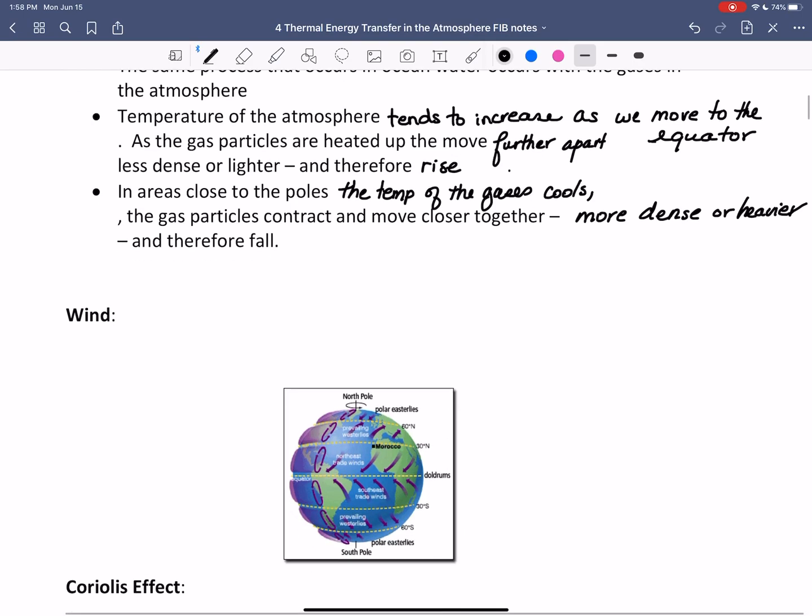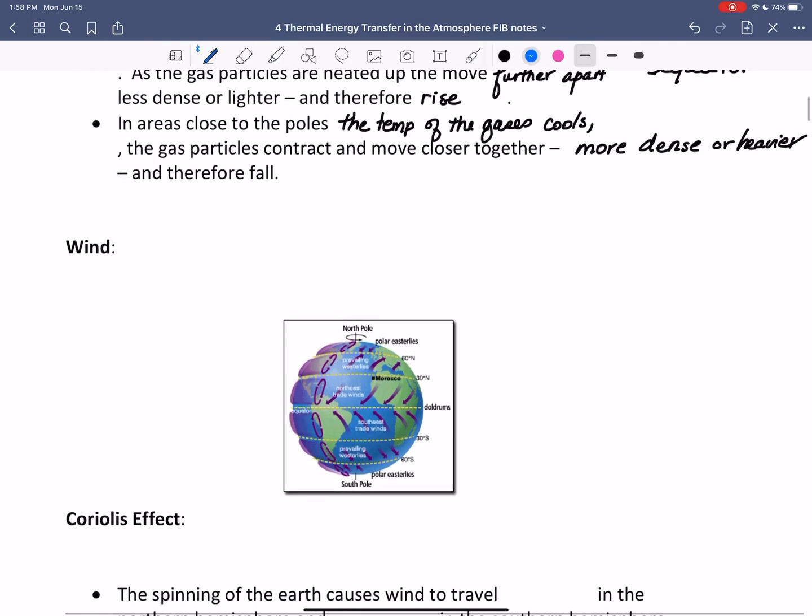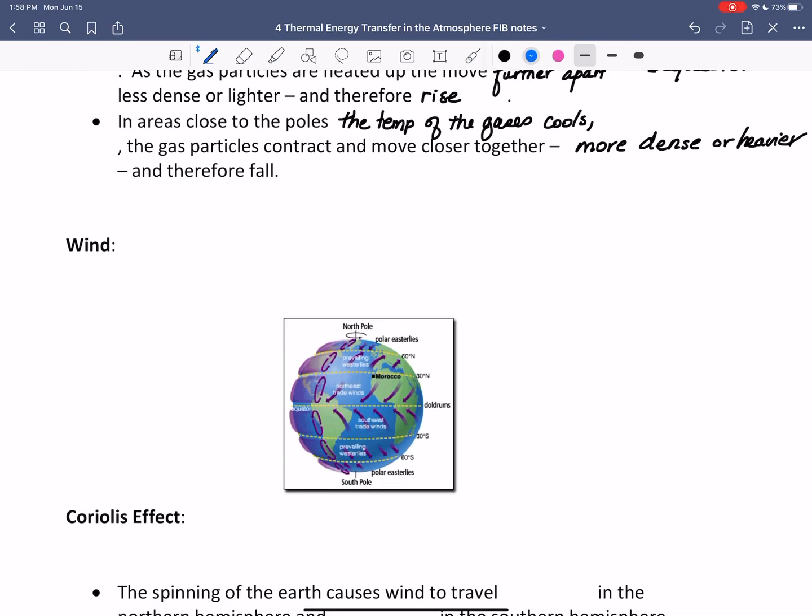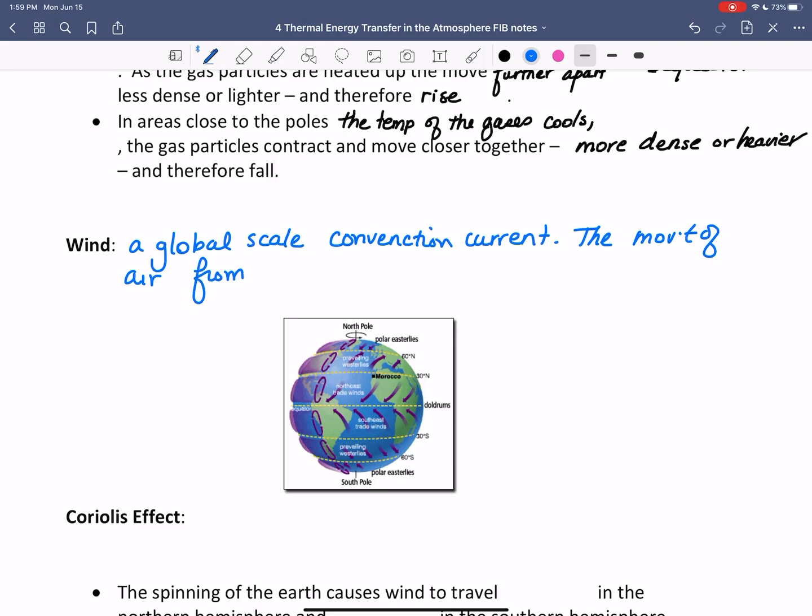And so when we get to the wind on our planet, wind is just a global scale convection current. Really what it is is the movement of air from areas of high pressure to areas of low pressure.